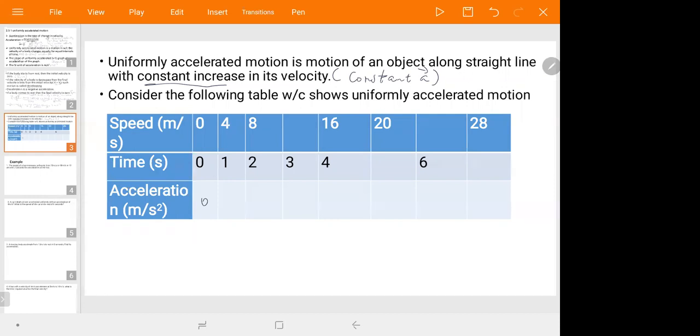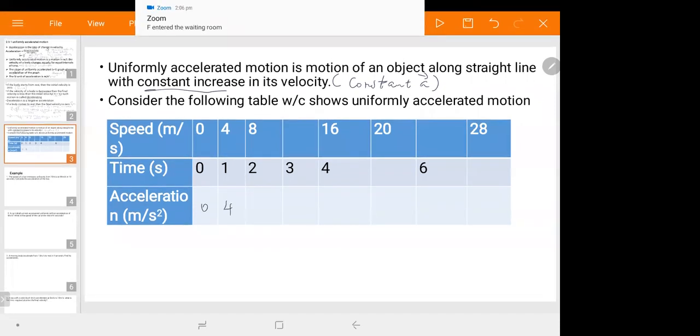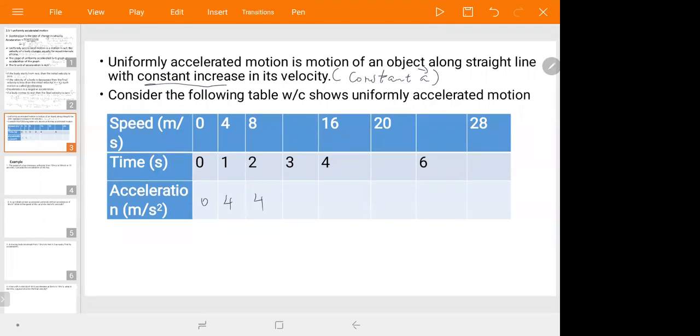To get the acceleration of the given motion, this table shows us the speed, or velocity, of this body on a straight line. Along a straight line, speed gives you velocity. It increases in each second by 4 meters per second. For example, 4 divided by 1 gives 4. 8 divided by 2 gives 4.